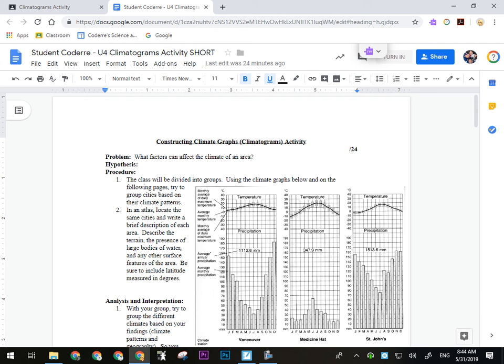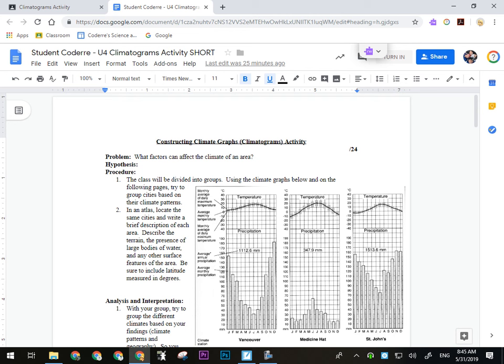What we want to look at today is we have a list of cities and we have their climatograms. So we're going to be looking at the climatograms, and then we're going to be looking at where these cities are and seeing if cities that have similar climatograms also have similar factors affecting their climate. That's what we want to be looking for today, to try and tie those two things together.